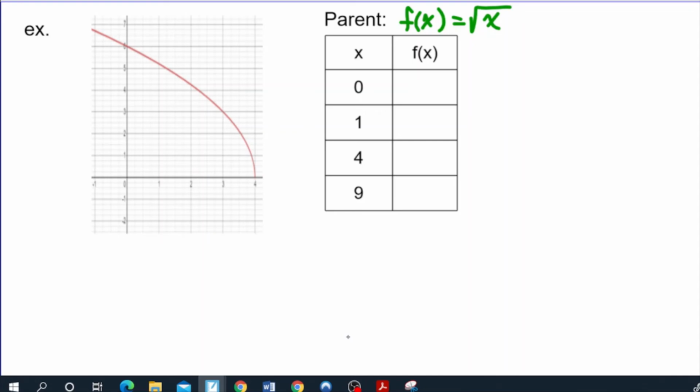You are supposed to know what the square root function's original table of values looks like. So 0, 1, 4, 9 are the x values we usually use. 0, 1, 2, and 3 would be the square roots of those, which give us our y values. And clearly this graph is not following that pattern. The regular square root graph looks like this. This graph is not doing that.